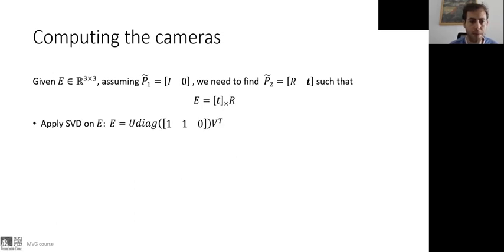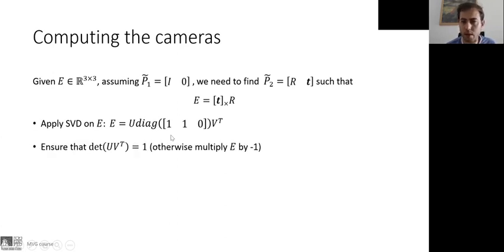Okay, so first, what we do is again apply SVD as usual, and we get the following SVD decomposition, where we set the scale of the essential matrix such that the two identical singular values are both 1. Another thing that we want to verify is that the determinant of UV transpose is 1. It will help us later for proving the decomposition. And it can always be verified by multiplying the essential matrix by -1 if it's not the case.